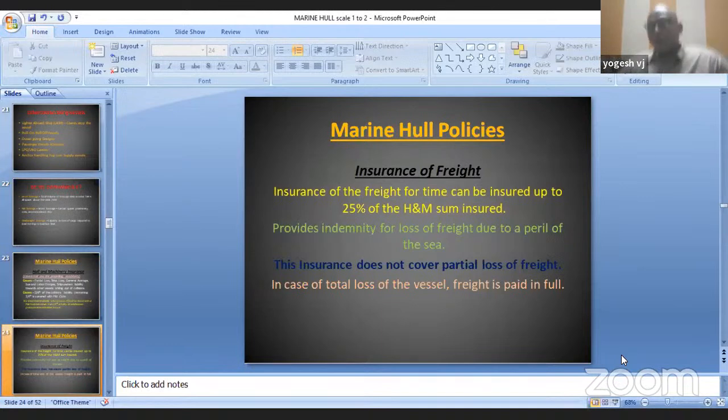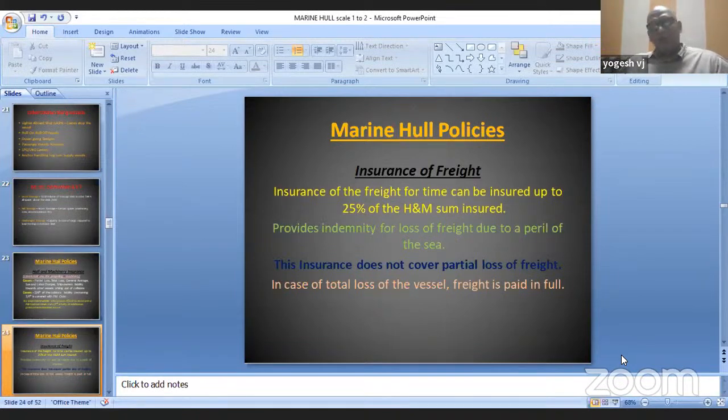Insurance of freight kya hota hai? The earnings of the vessel. Insurance of the freight, isko limit laga ke rakha. It cannot exceed 25% of the hull and machinery sum insured. Likewise, disbursement jo rehta, fitting out, it also cannot exceed 25% of the hull and machinery sum.